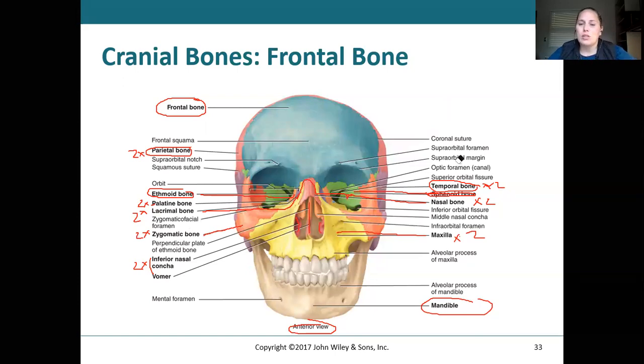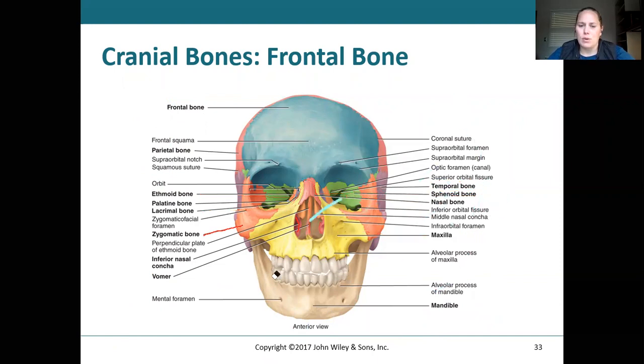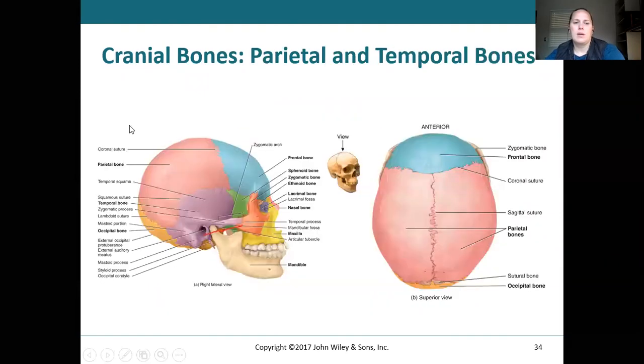So again, these are all just describing the bones themselves, whether it be things like their foramens or fissures or a concha. Those are all going to be descriptors of the bone structure themselves. Okay, so that was your anterior view.